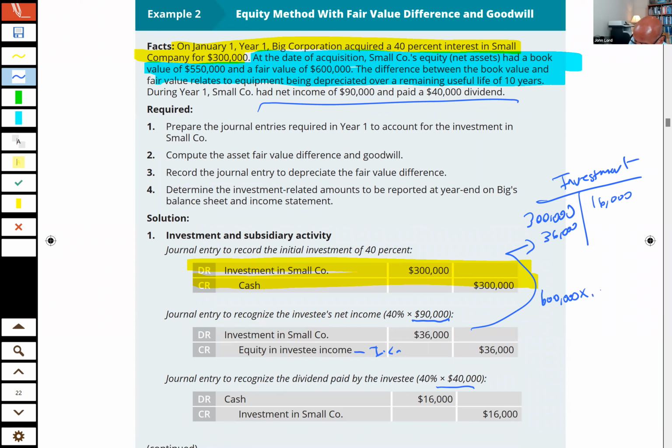40% of that. So I got something worth what? $240,000. Okay. And they tell me that what? I acquired at book value $550. Right? The book value was $550. I acquired that at 40% of that. So $550 times 40% is going to be 220, right?